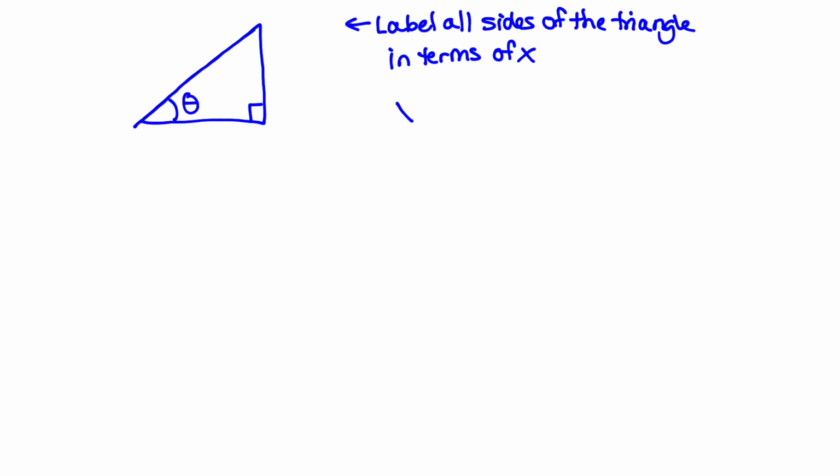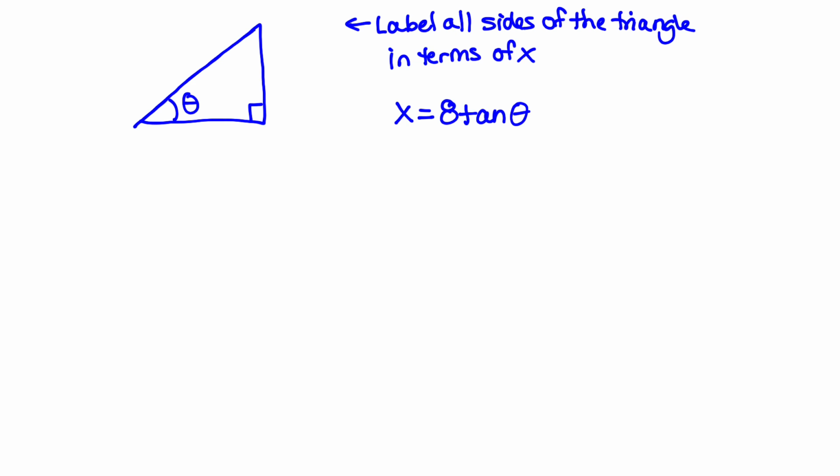given that x equals, and we did not get to do tangent yet, so let's say x equals 8 tangent theta. So let's say x is 8 tangent theta. I want to label all sides of my triangle in terms of x. We did some of these last time on Wednesday before we left class. I want you to do it one more time.